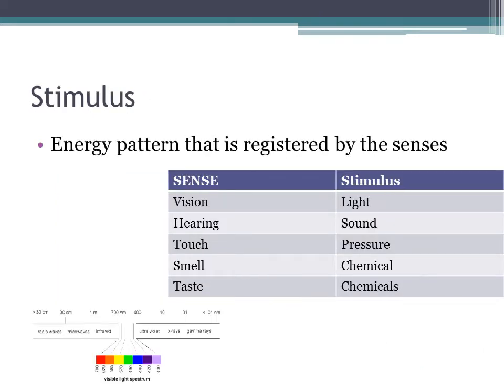Okay, a stimulus is the energy pattern that is registered or picked up, detected by the senses. So in order for you to see with vision, the stimulus would be that there needs to be light. In order for you to hear, there needs to be sound waves. In order for you to touch or feel something, there needs to be pressure, hot, cold, whatever it may be, on your skin. For smell and taste, there needs to be some sort of chemical in the environment, whether it's a chemical odor that your receptors, your nose, can pick up.